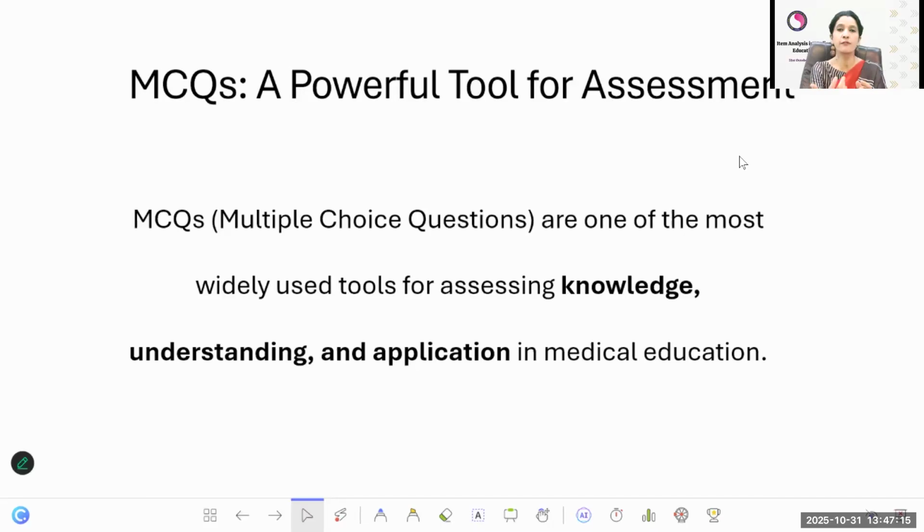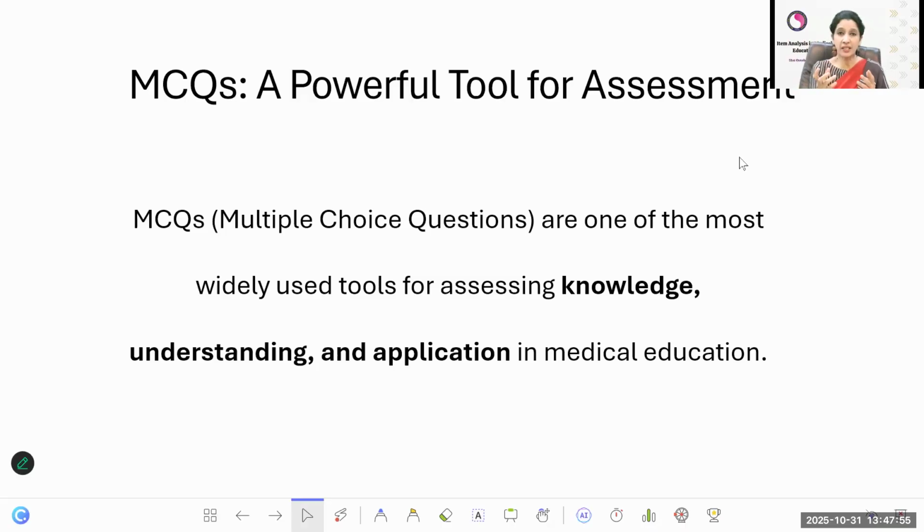So in this case, the multiple choice question is a very powerful tool of assessment. There are other methods also, like short answer questions and long answer questions, but we have restricted ourselves to MCQs since this is item analysis. So we'll be talking wholly about MCQs. These multiple choice questions are one of the most widely used tools for knowledge, in any entrance exam. We'll talk about the types of assessment, but generally it is quite common and very widely used.